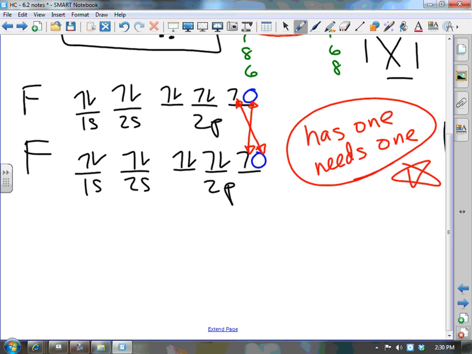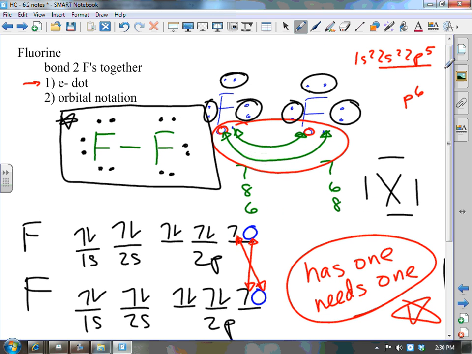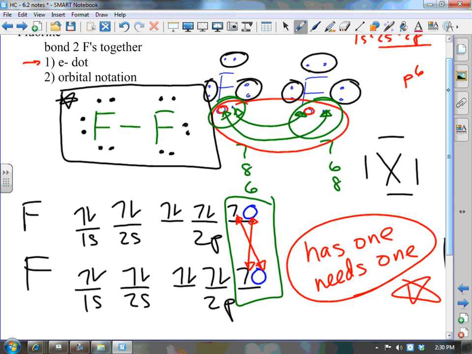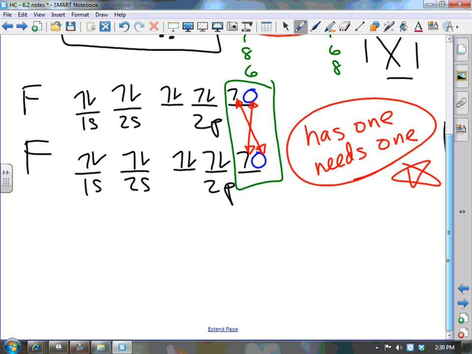In the electron dot notation, we did that right up here. Has one, needs one. We did that down here in the orbital notation. Has one, needs one. So what the electron dots tell us is just that there are 2 being shared. Orbital notation tells us a little bit more detail. It tells us that it's 2 electrons in the 2p orbitals that are sharing. Okay. Which one are we going to use more? Probably in the end we're going to do the electron dot more, which is good because it's a little bit less writing.